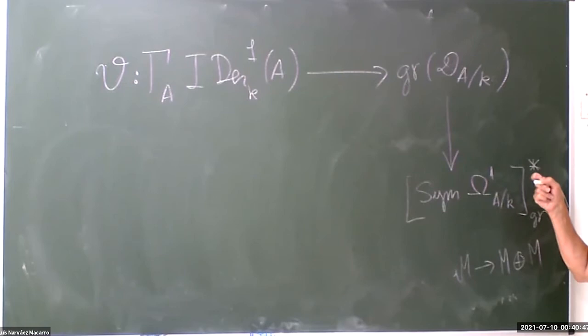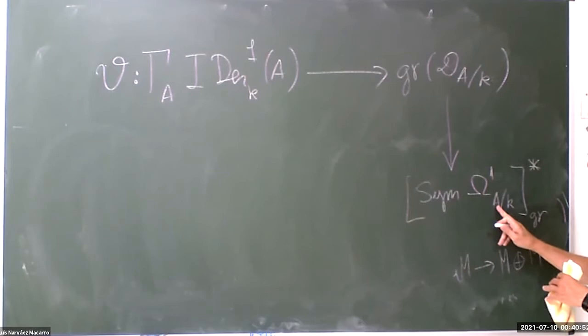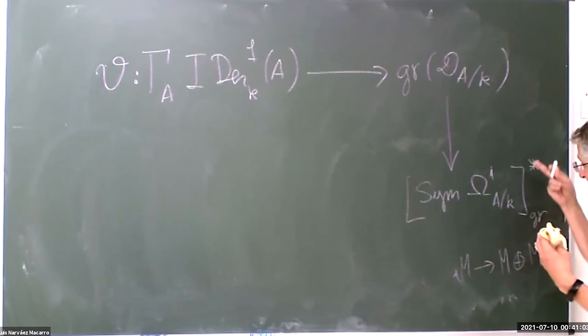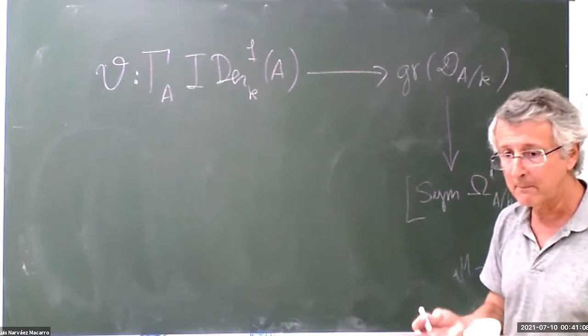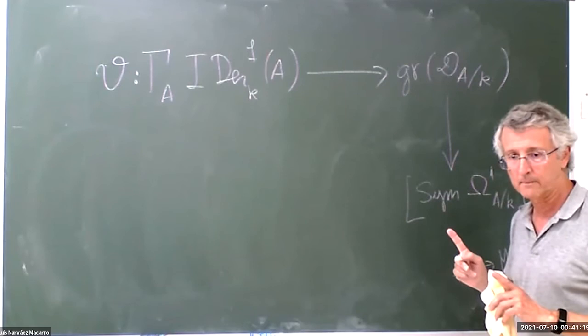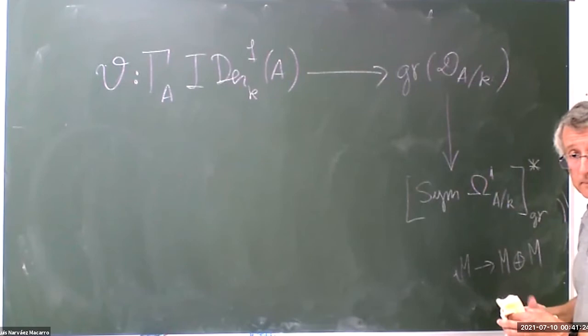In the case where we are in characteristic zero and this is a free module, you obtain a polynomial algebra, and the graded dual of a polynomial algebra in characteristic zero is again a polynomial algebra. But in positive characteristic, it is no more a polynomial algebra. It is a power divided algebra, actually. So there is a canonical map from here to here, which I will explain right now.